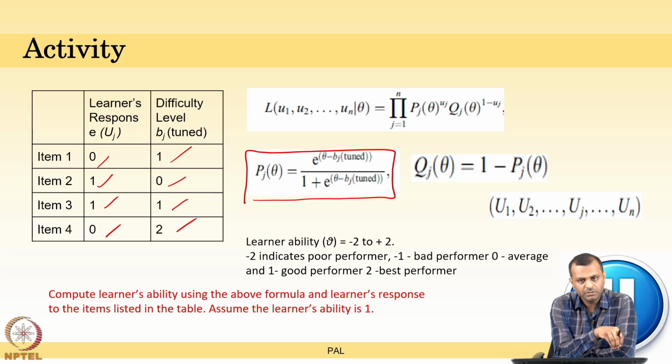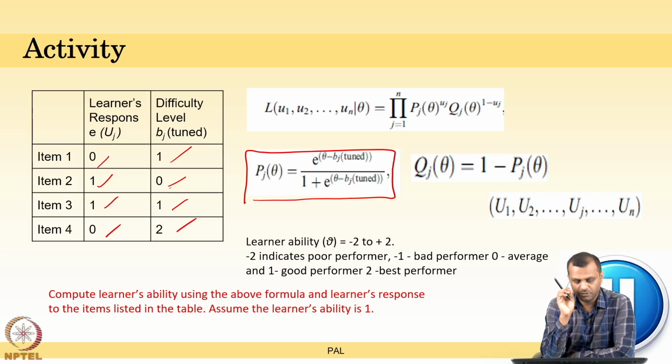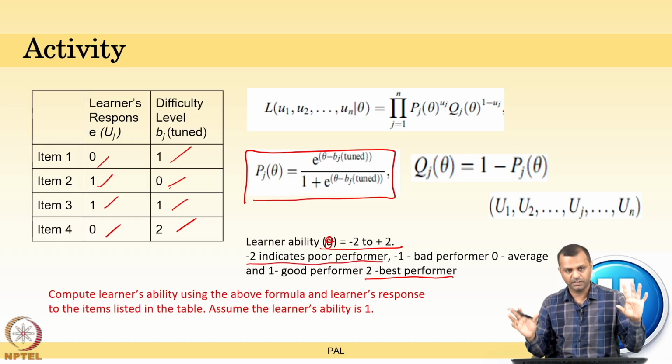Can we use this table to measure the learner's ability? The learner said yes for the medium and one hard question. The learner said no for one hard and one very hard topic. With this knowledge, can we measure the learner's ability? Learner's ability can again be measured in terms of minus 2 to plus 2. This is the key theta. Minus 2 indicates the poor performer, and plus 2 indicates the best performer. Again, another Likert scale kind of idea.